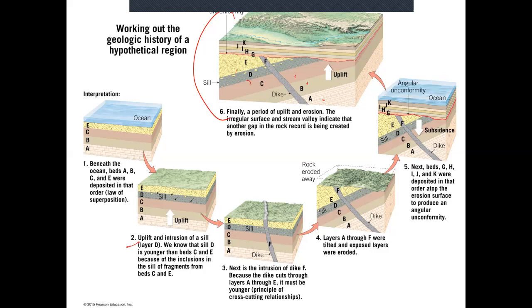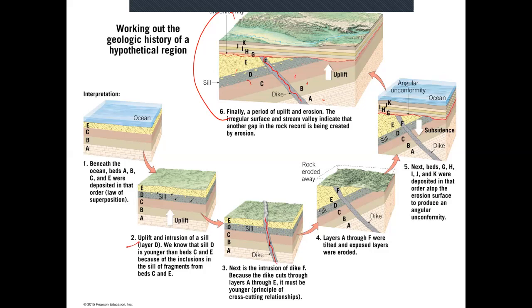Now we see after D, F cuts through everything up to and including E. That means F is younger than everything up to and including E. So F is an intrusion that cuts across them, cross-cutting relations. It doesn't cut across anything else. Right? And you actually see F is cut off by this erosional surface.